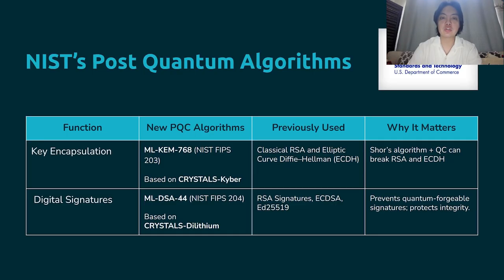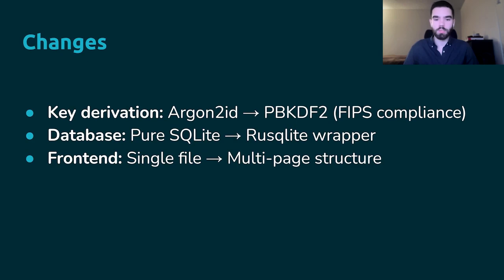For digital signatures, we use ML-DSA 44, the NIST FIPS 204 standard. It is also lattice-based and avoids the structural weaknesses that make classical signatures vulnerable to quantum attacks. ML-DSA provides a reliable method for verifying authenticity and integrity of vault metadata and stored entries. Together, ML-KEM and ML-DSA create a cryptographic foundation that aligns with federal standards and maintains security as quantum computing continues to develop.